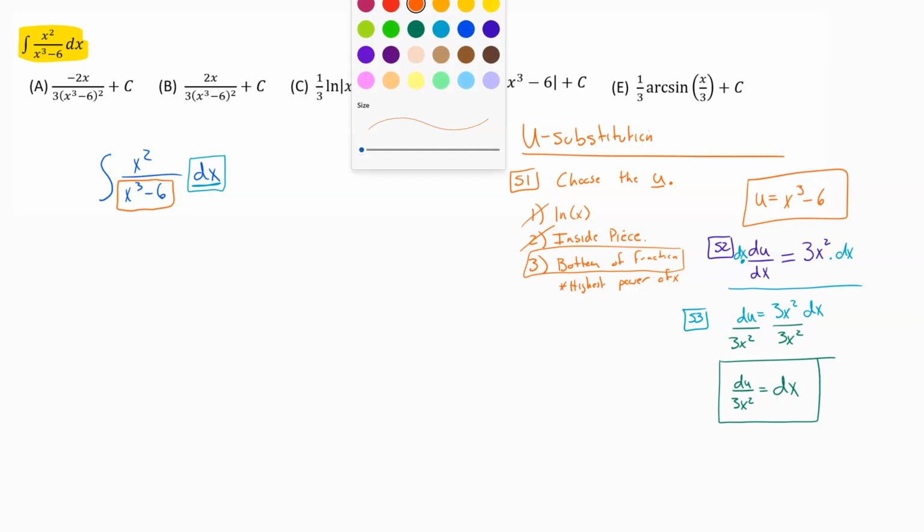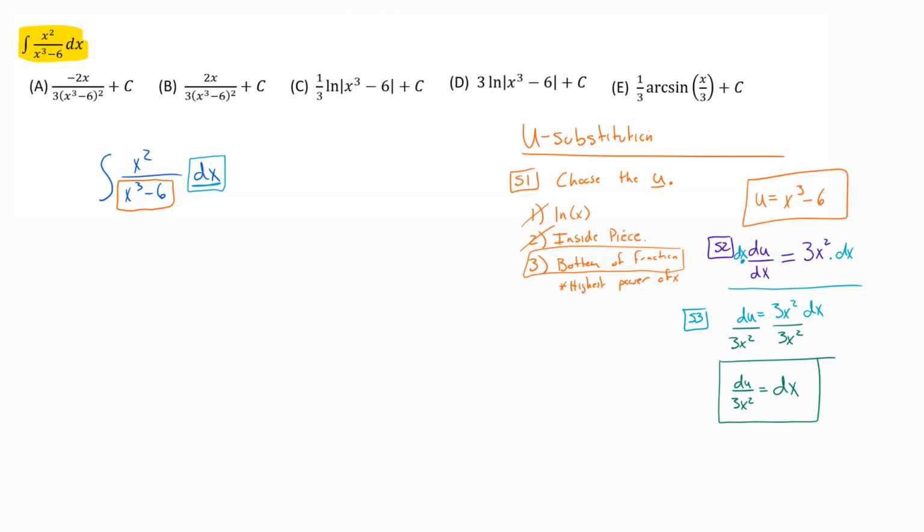I always tell people it's just work your way through this integral a chunk at a time. It's either one of the things you're substituting in for or it gets left alone for the time being. So nothing happened to that x squared on top. All that stuff on the bottom there is now my u. And then dx is now going to be du over 3x squared.